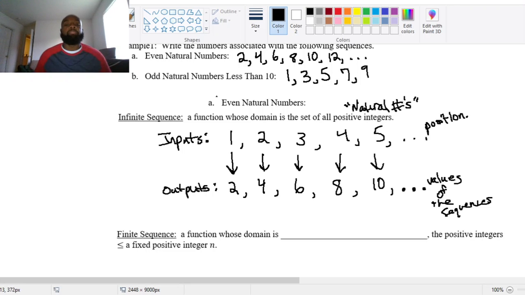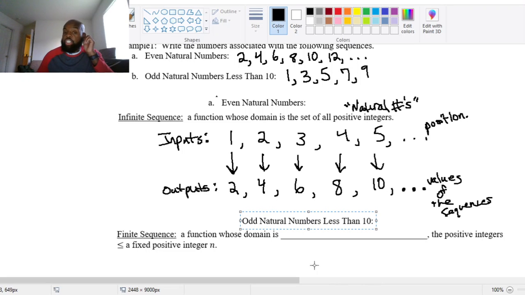Which one, right? And so we can do a similar thing with the odd integers that are less than 10, right? It is finite. All right. And so the finite sequence is a function whose domain is the integers.